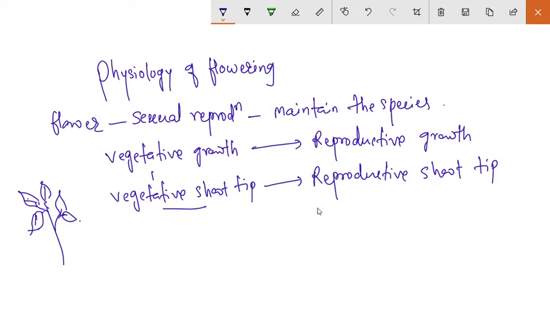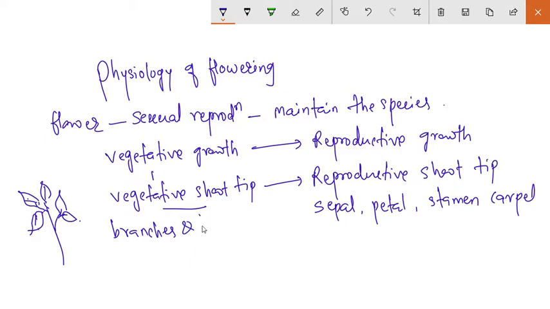Okay, so it starts to develop the sepal, petal, then the stamen and the carpel. Instead of the branches and leaves, it starts to develop into sepal, petal, stamen and carpel. That is the flower. It is the most important phase of life where several physiological changes take place.